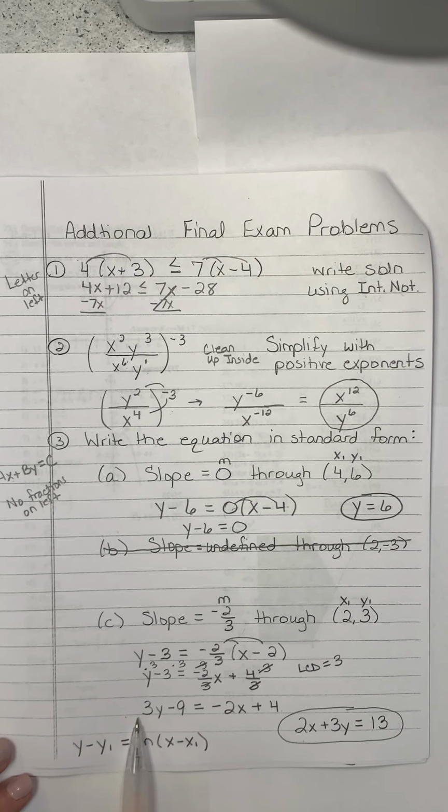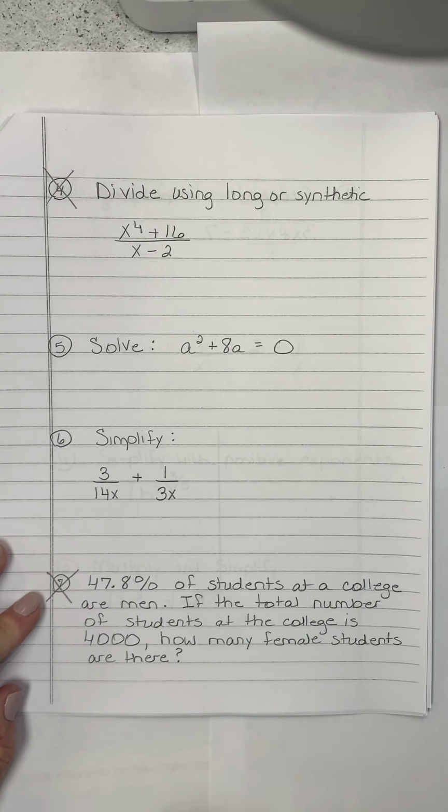All right, let's turn the page. Okay, we are going to skip number 4. This is not the synthetic division problem that I want to do. So we're not going to worry about 4. And we're going to skip 7 because that's not going to be a problem on the test this year. Okay, so we'll do 5 and 6.